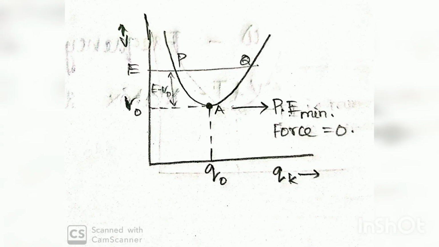This is a potential energy curve for stable equilibrium. From this graph, at point A, the potential energy is said to be minimum, which means the force, minus dV by dx, is said to be 0. After applying a minimum amount of energy, when it is at the equilibrium position, it moves up to Q and then back to its same place. This is the graphical representation of the definition which we have seen before.